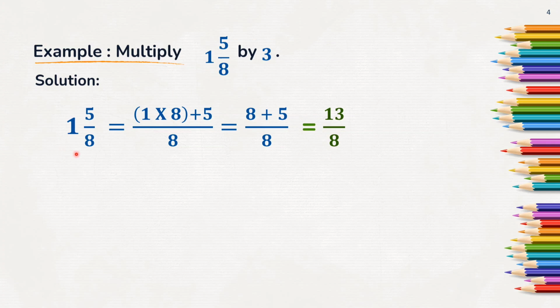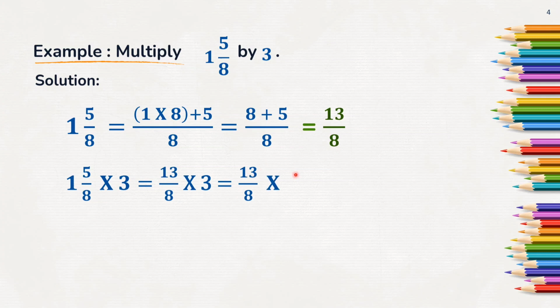Now we converted the mixed fraction into an improper fraction, that is 1 5 by 8 is equal to 13 by 8. Now we'll have to multiply 13 by 8 into 3. So 1 5 by 8 into 3 is equal to 13 by 8 into 3 by 1. Here at the denominator place there is nothing, so we'll have to consider 1 at the denominator place. Here 13 3 times and 8 1 times. We'll multiply the numerators first and then the denominators from both the fractions.